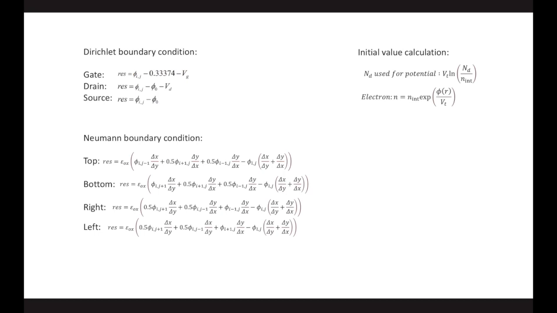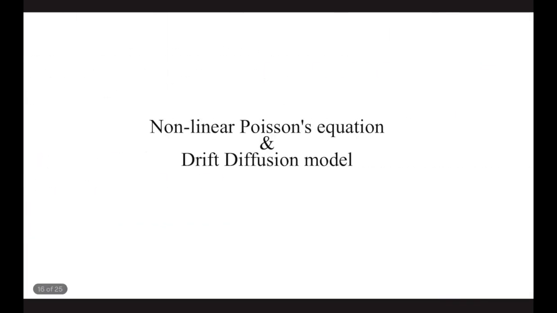Also, in the nonlinear Poisson equation, we initially assume electron density N as the given expression, which is also dependent on the electrostatic potential at that point. And for the initial potential, we also have a certain expression as shown here, which is denoted as phi naught.